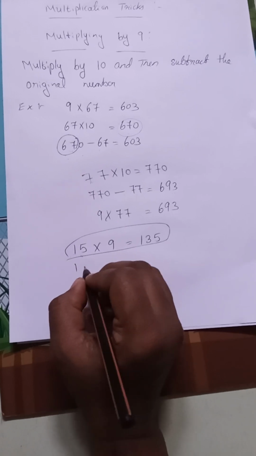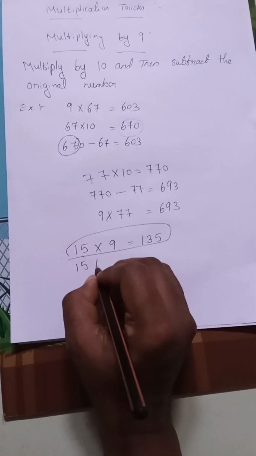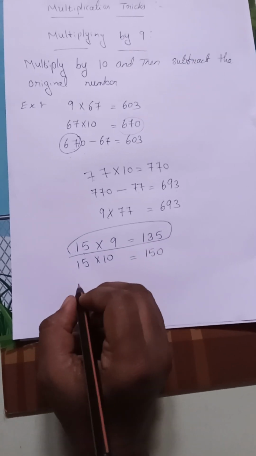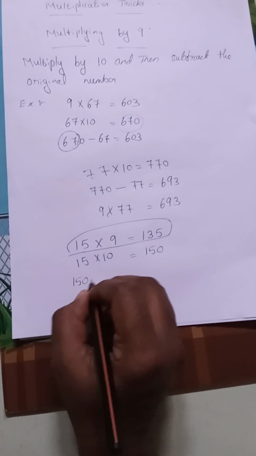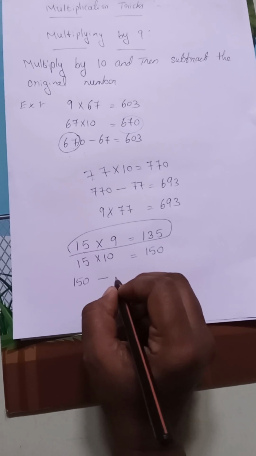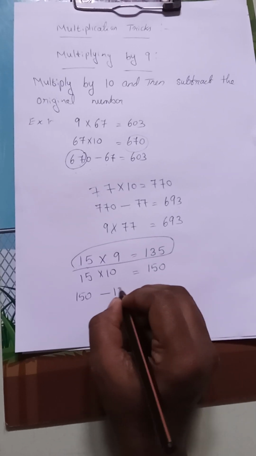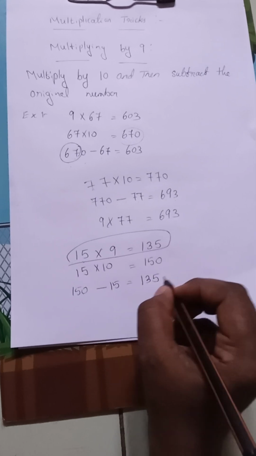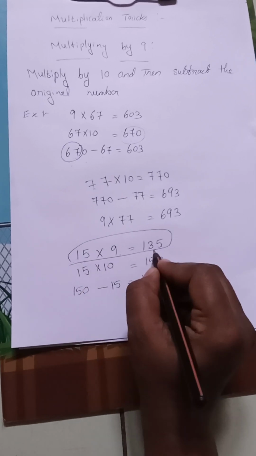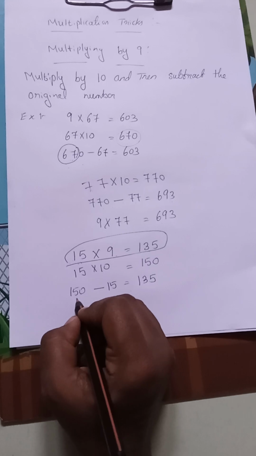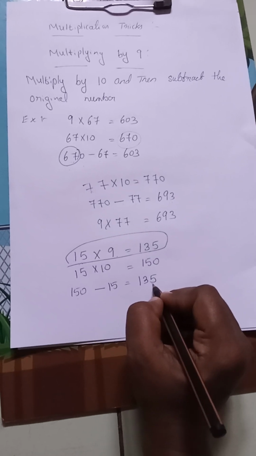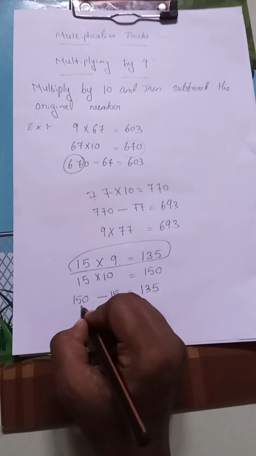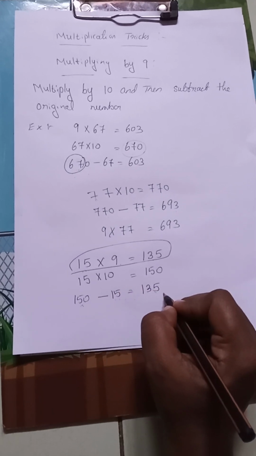Then what should you do? 15 into 10. What answer will you get? 150, right? In 150, that is called the original number. In 150, you need to subtract 15. So what is the answer here, students? 135. See, 15 nines are 135, right? Like that, what answer did you get here? 135 only. From 150, you need to subtract 15, that original number. So you will get 135.